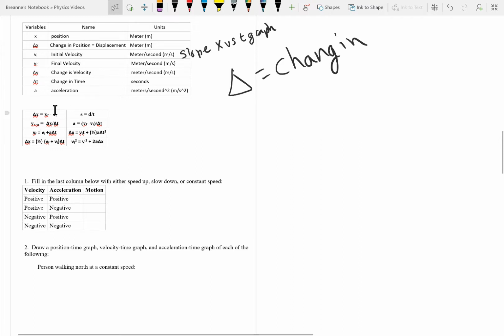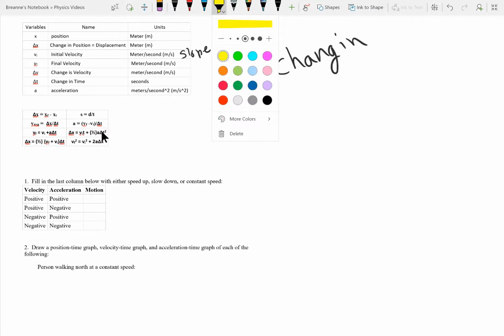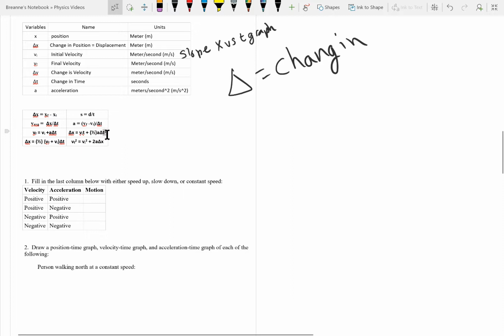You have your equations. Now, don't forget on your printout, I actually forgot to add the squared. So make sure you add the squared to your information, because I forgot to add that.